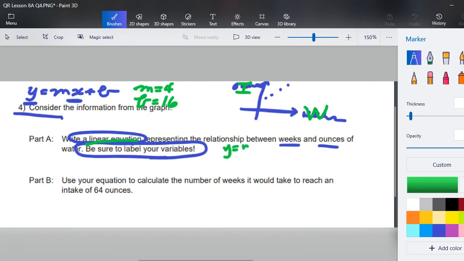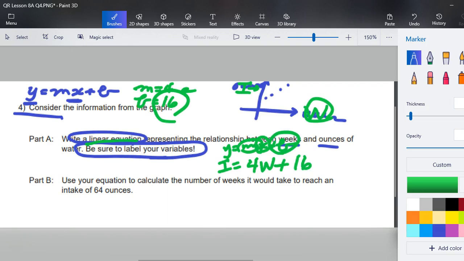I will go back to y equals mx plus b. And instead of y, we could put I for intake. In other words, I is representing our y-axis, and it may make more sense by saying our intake is worth the slope. Well, we found that the slope is 4. And instead of saying x, we could say W. 4 times every week plus, where are we starting? What is our y-intercept? Well, it's 16. And we now have a pretty nice equation that says intake is worth 4 times each week plus the 16 where we started.